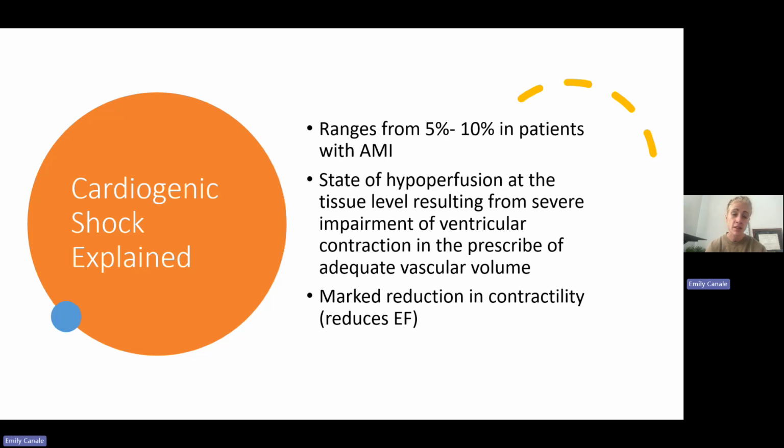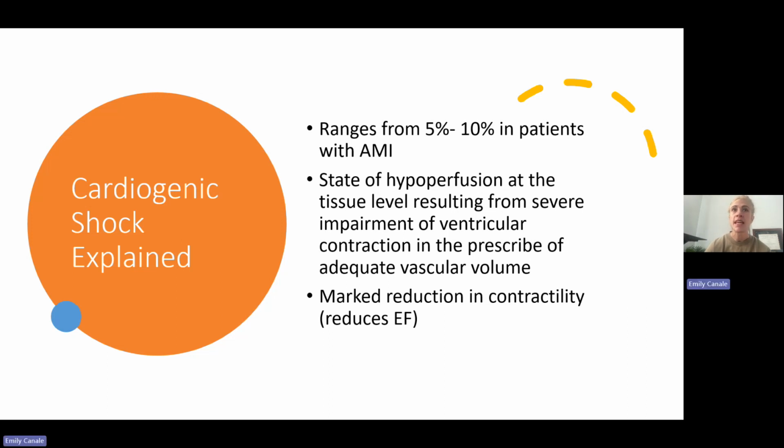But the incidence of cardiogenic shock is higher in females after an MI. So the mortality rate of this is kind of high, it's 50%, but it's even higher if they're older than 75. So we do have to consider their age. So again, it's usually caused from MI.